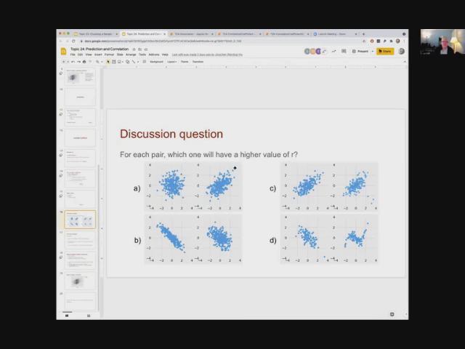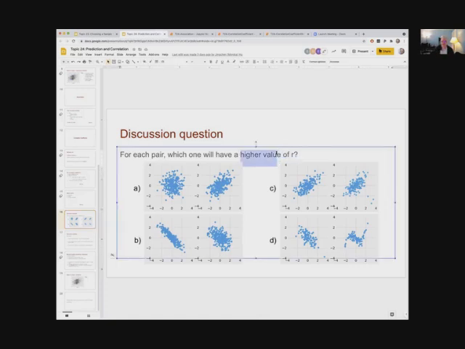For each pair, I'm showing you two scatter plots again, all of them in standard units. Which one will have a higher value of R? Let me be specific. We know when R is positive, it's going to be a positive correlation. When R is negative, we're going to have a negative correlation. To reduce some ambiguity, by higher value, I mean just the magnitude of R.